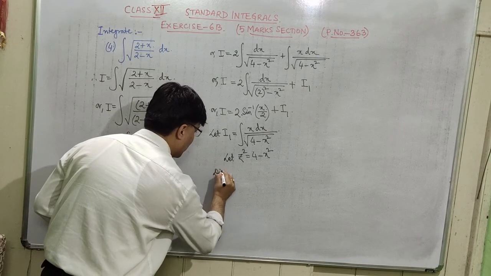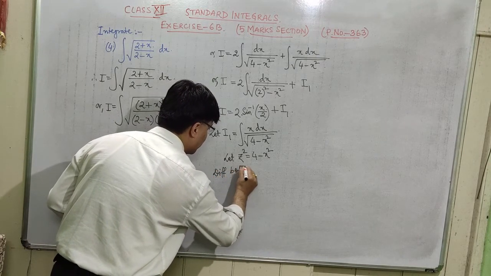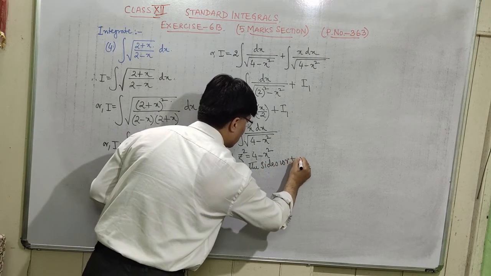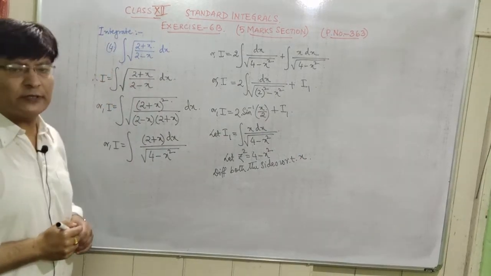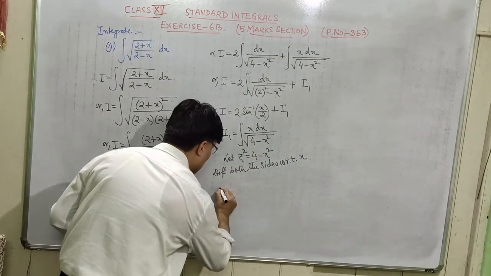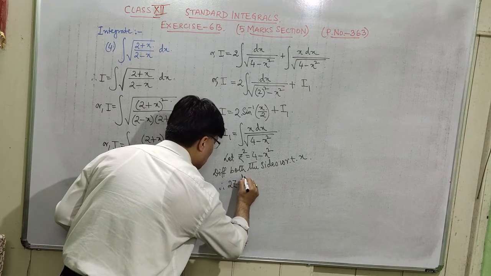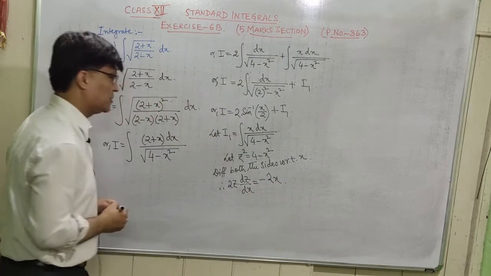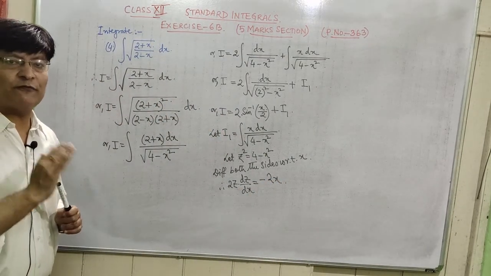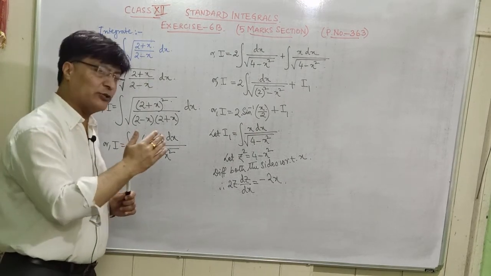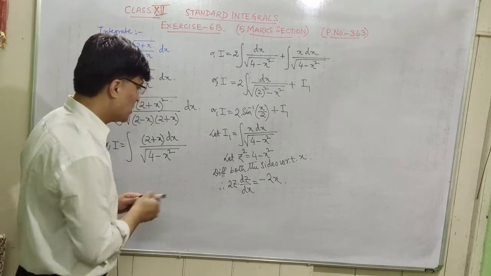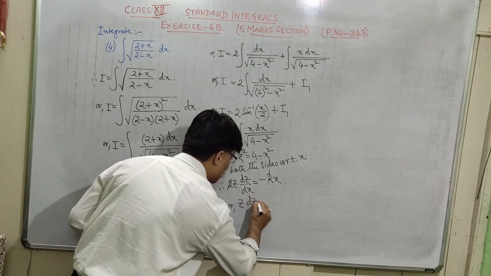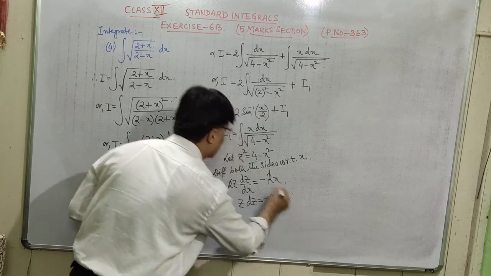Differentiating both the sides with respect to x. So what do we get? What is the differentiation of z square? It is 2z dz by dx is equal to minus 2x. Because differentiation of 4 with respect to x is 0, and for x square it is 2x. From both the sides you can cancel this 2, so z dz is equal to minus x dx.